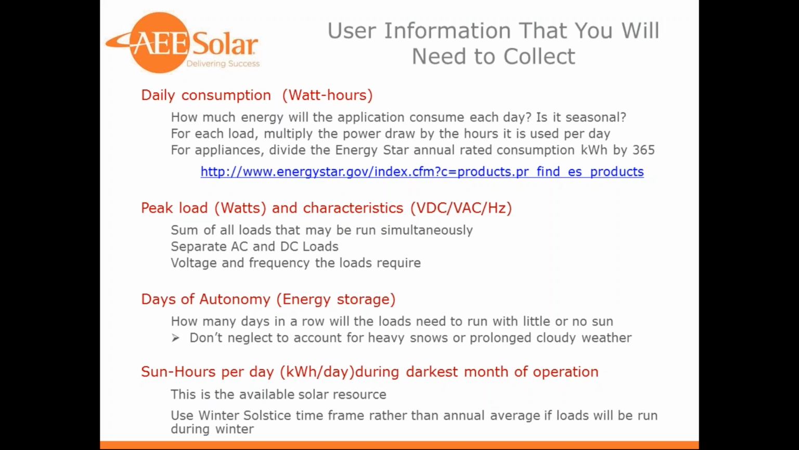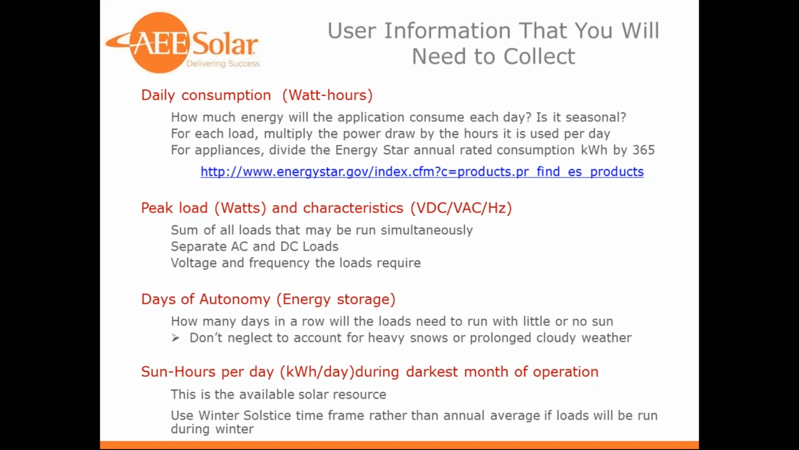Then we need to estimate the days of autonomy. And this is how many days in a row the loads need to run with little or no sun. If you're in an area that has very dark winters or lots of snow cover, that kind of thing, we're going to need battery storage to carry through those periods of low sun.